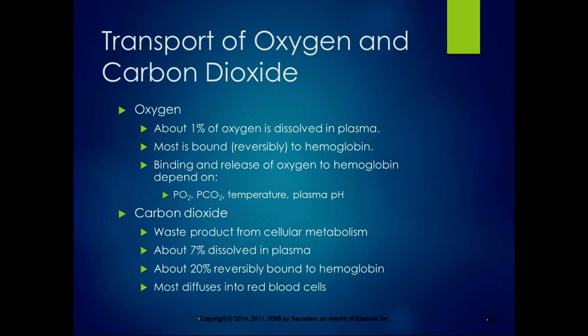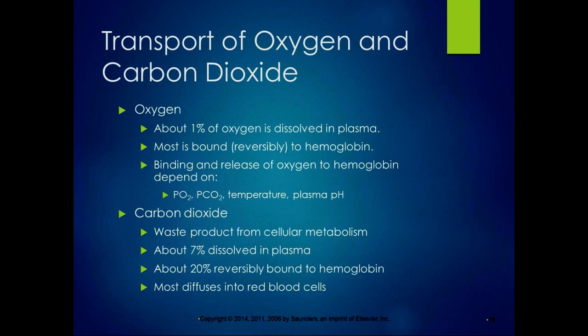So about 1% of our oxygen is dissolved in blood plasma. Most of it is bound to hemoglobin. So the binding and release of oxygen to hemoglobin depend on several factors: your partial pressure of oxygen, your partial pressure of CO2, the temperature, and the plasma pH. So all those systems that we talked about for maintaining homeostasis are really important in this transport of oxygen and carbon dioxide that's so basic to our cellular metabolism.